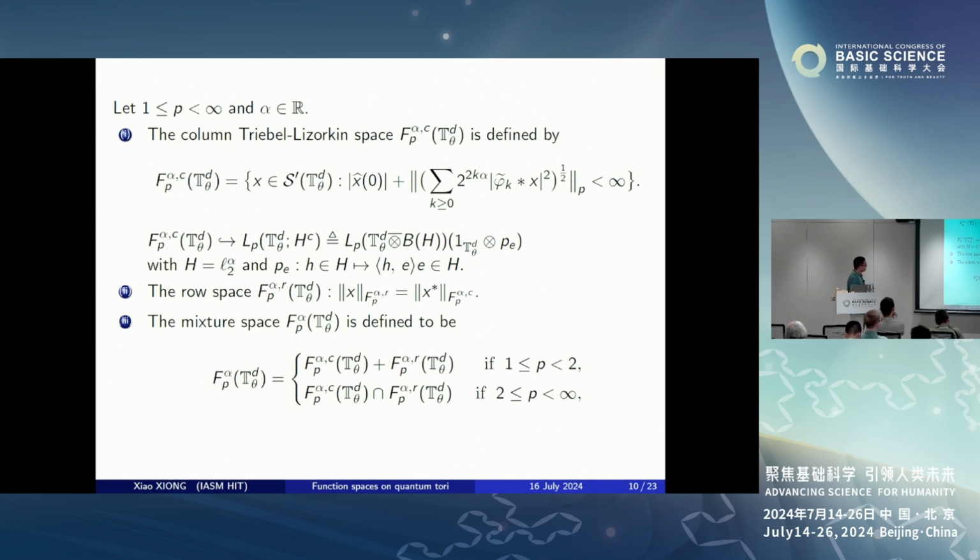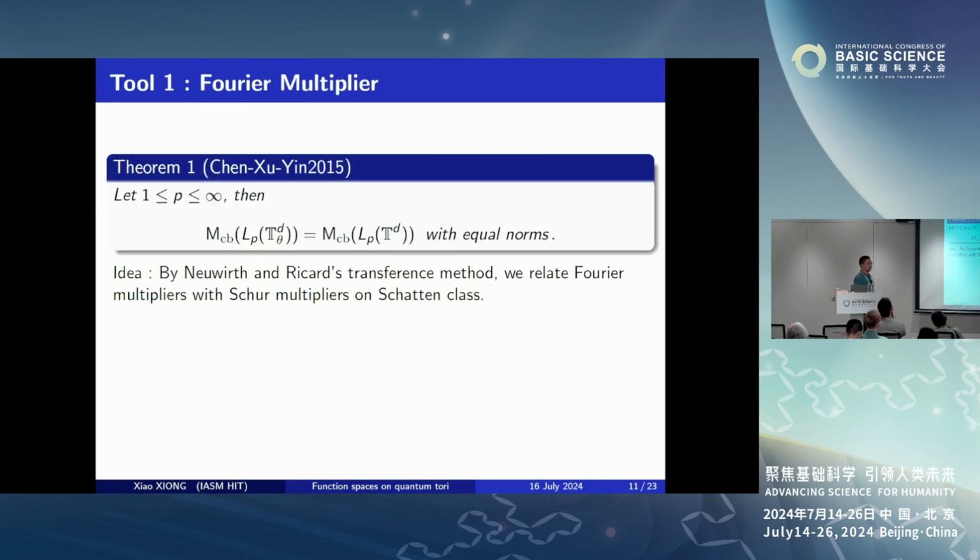Okay, so now we have the definitions of these function spaces. Next, after defining these spaces, you may ask what properties they will have. That's the next part of my talk. How can we do the analysis on these function spaces? The first tool I want to mention is that we strongly rely on Fourier multiplier theory.